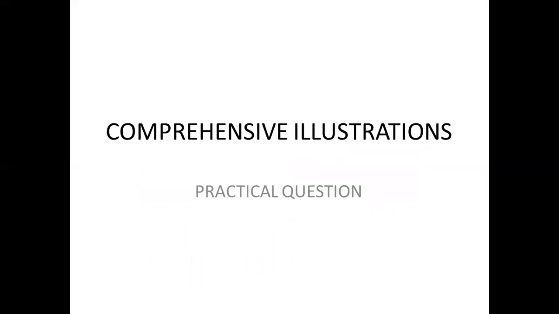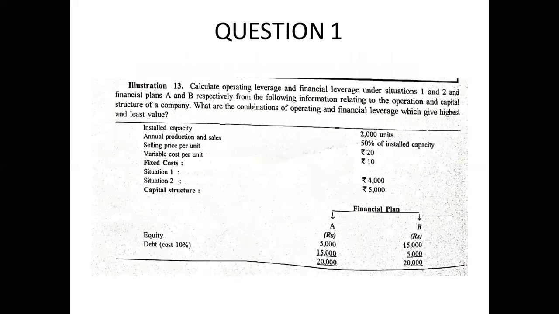Now moving on to the comprehensive illustrations. So this is question number 1, illustration number 13 of your books. Now what is there in the question? It tells us to calculate operating leverage and financial leverage, and it has given two situations. What are the two situations? In the first situation, there is a fixed cost of rupees 4,000, and in situation number 2, there is a fixed cost of rupees 5,000. And apart from giving the two situations, they have also given us two financial plans.